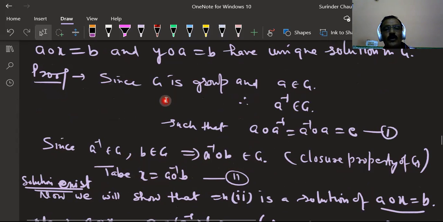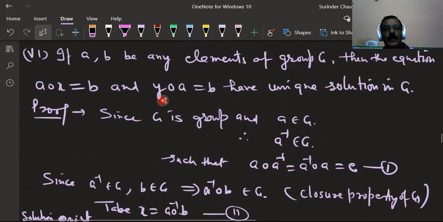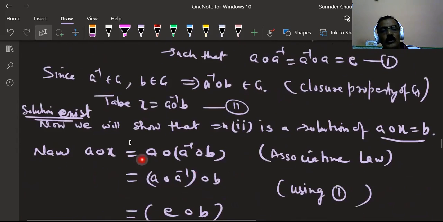In the case of solving Y composition with A is equal to B, you have to suppose in the same way: B inverse belongs to G, so B composition with A inverse, suppose this is equal to Y. Now take X equal to this.